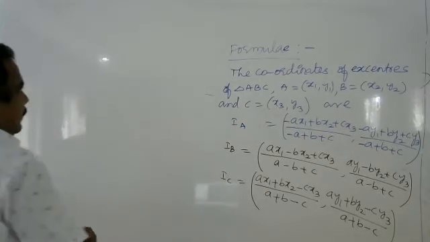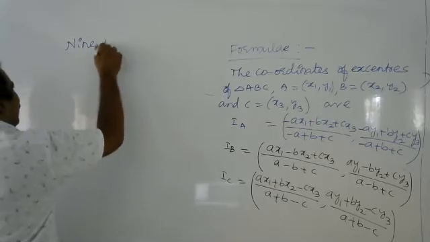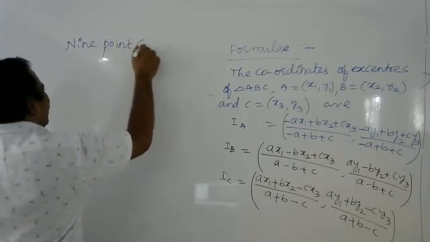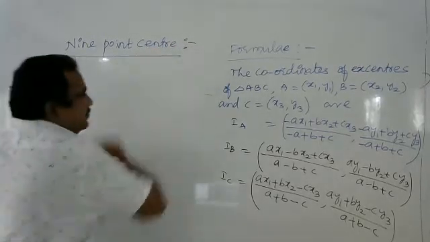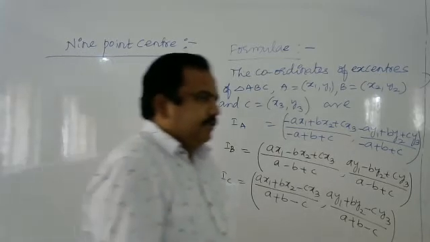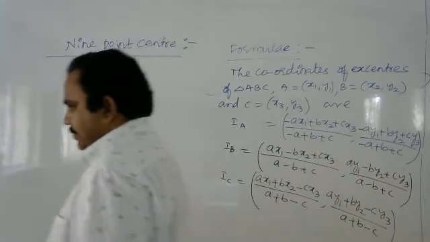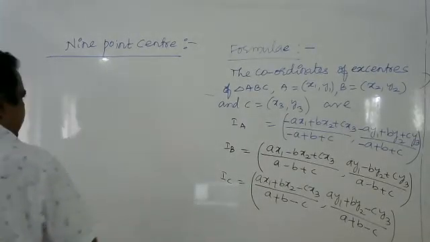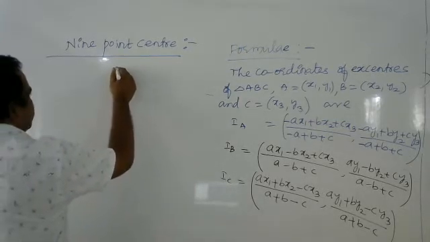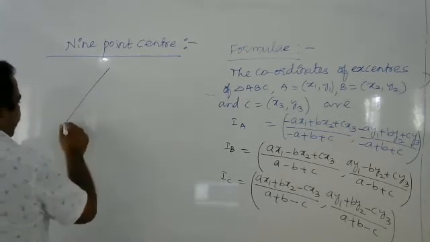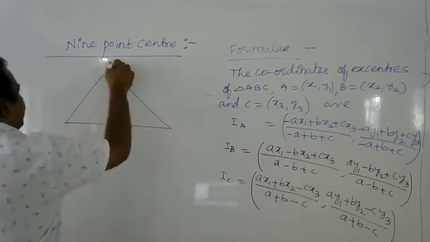So the last one, the 9 point center. Just don't write anything, all of you see. So a triangle ABC is given.